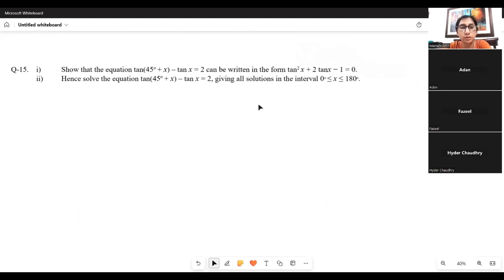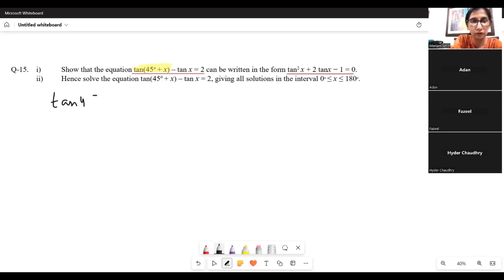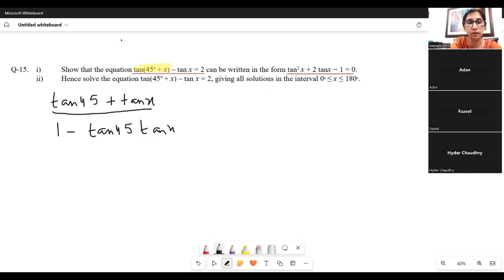So that the equation can be written in the form tan square x plus 2 tan x minus 1 equals 0. We need to show that this can be written like this. So we'll use the compound angle formula for tan, which would be, instead of tan of 45 plus x, I'm writing tan 45 plus tan x upon 1 minus tan 45 tan x. You'll have this formula given to you in the formula sheet. Minus tan x equals 2. What is tan 45?